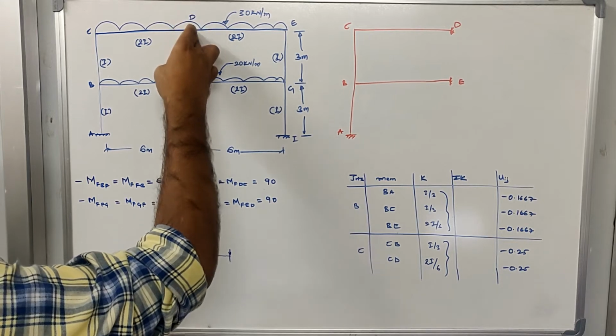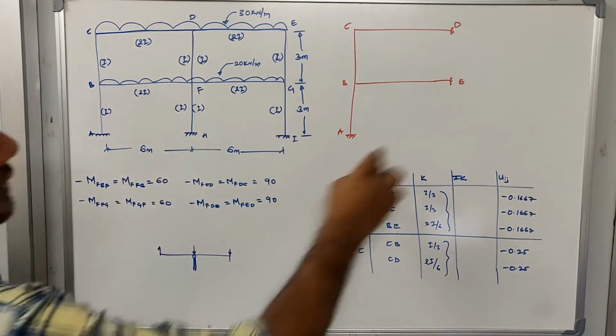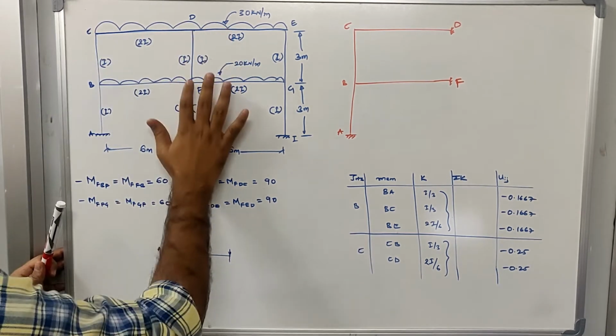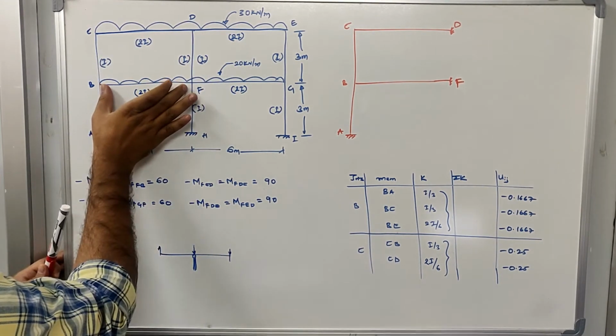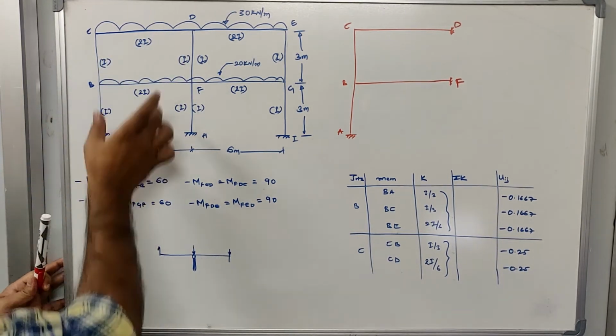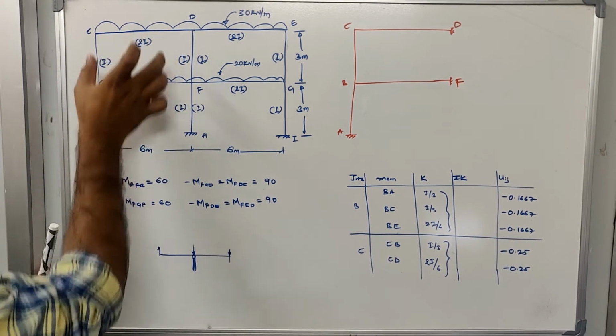I am removing the beams from the joint D and F. Sorry, this should be F. So I am removing this symmetry at these two joints D and F. So this total length has to be considered now. Earlier I had considered half of the length. Now I have to consider the total length of the beams CD and BF.